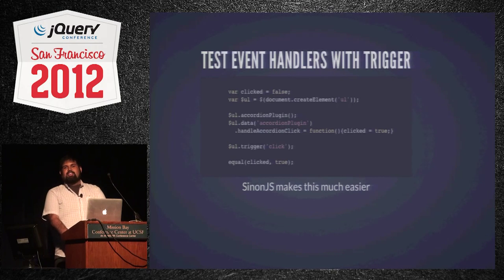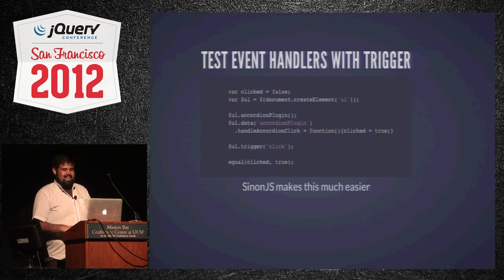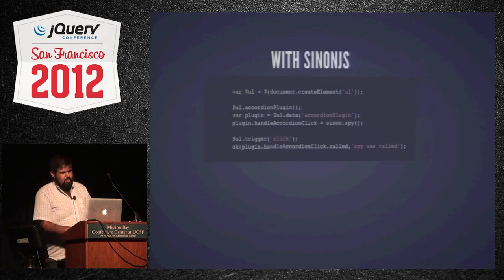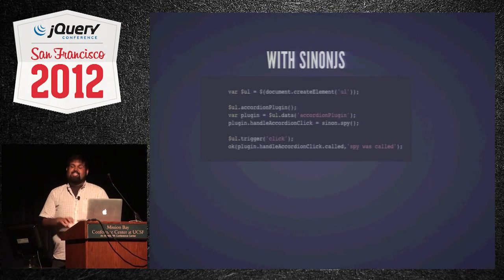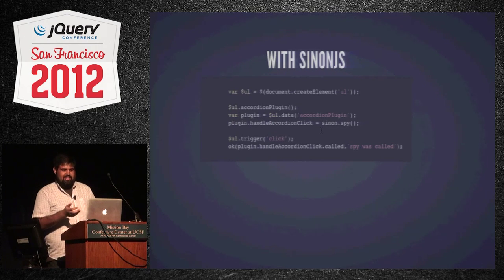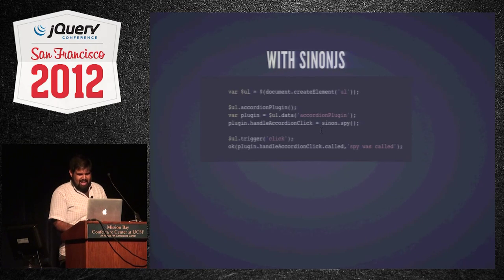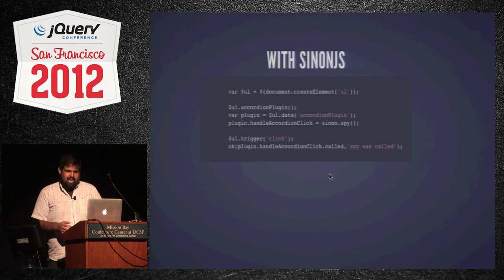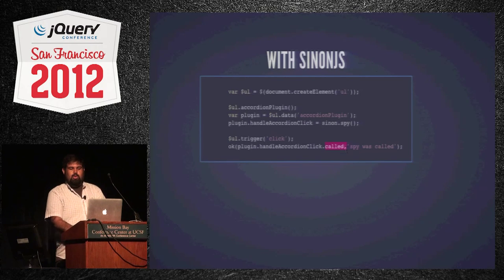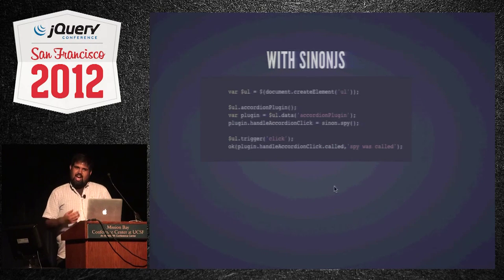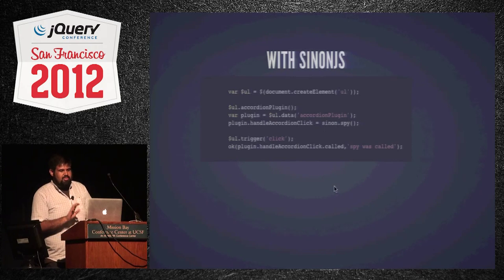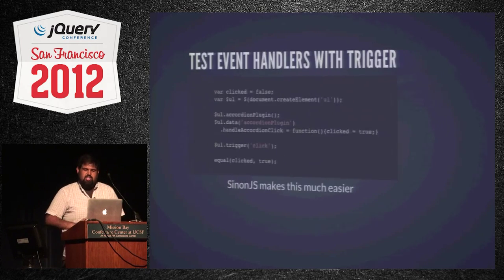There is a library called Sinon.js that makes things like this a lot easier. With Sinon, they actually have something called a spy. A spy is a function, or an object, that you create an instance of, and all it does is know that it's been called. So rather than having a variable that gets set underneath, we can use one of the Sinon spies that has a called property that will be set to true if that function actually gets called. So these are two fairly straightforward tests.